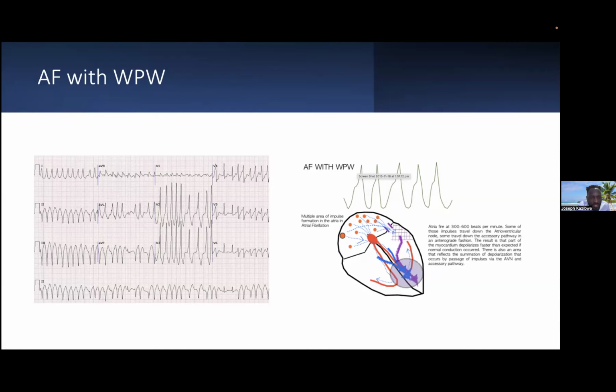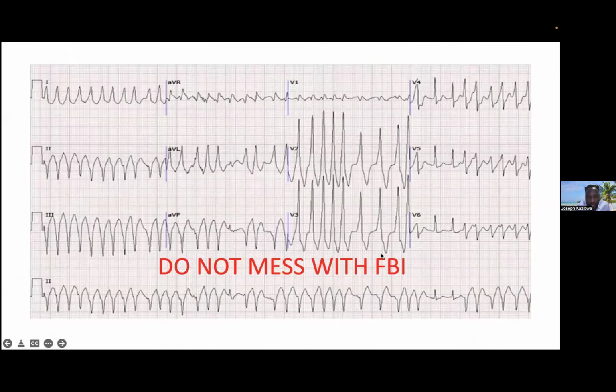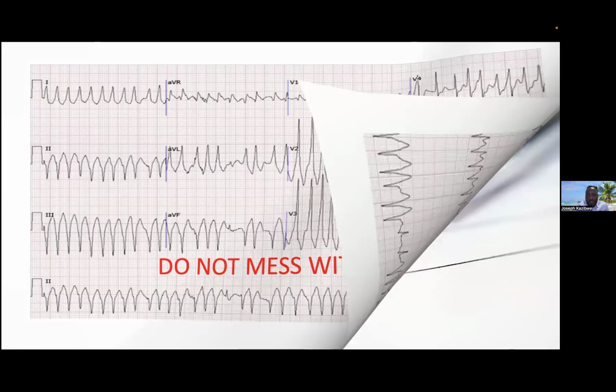So patients who come in with broad, complex, irregular tachycardias, always be mindful that if we give them any AV node blocking drug, we might actually make them worse. So the optimal treatment here is actually giving them a shock. Do not mess with fast, broad, irregular complexes. AF with pre-excitation: remember to shock them.